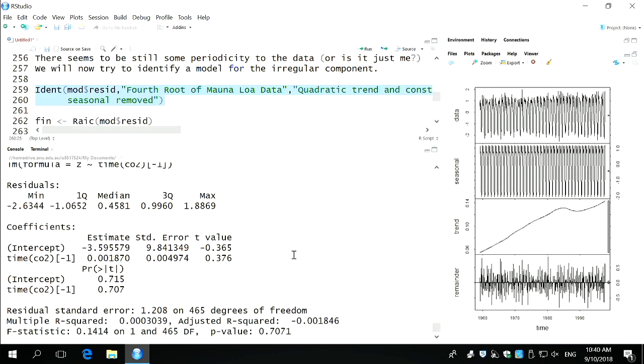Okay, now have a look at this. The coefficient of time is 0.00187. It's got a standard error of 0.005. Its t-value is 0.376. Its p-value is 0.707. What does that tell you? You don't need the linear term. Okay? So I'd probably fit a flat trend.